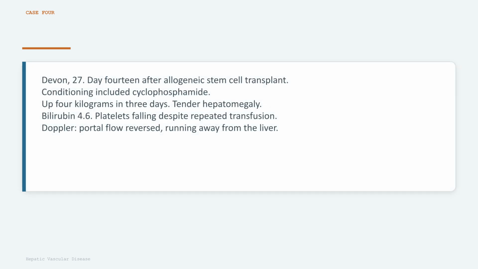Case 4. Devin is 27. He is 14 days out from an allogeneic stem cell transplant for leukemia. His conditioning regimen included cyclophosphamide. In the last 3 days, he has gained 4 kilograms. His liver is enlarged and tender. His bilirubin is 4.6, and his platelet count keeps falling despite repeated transfusions. A Doppler study shows that flow in his portal vein has reversed. It is running away from the liver.